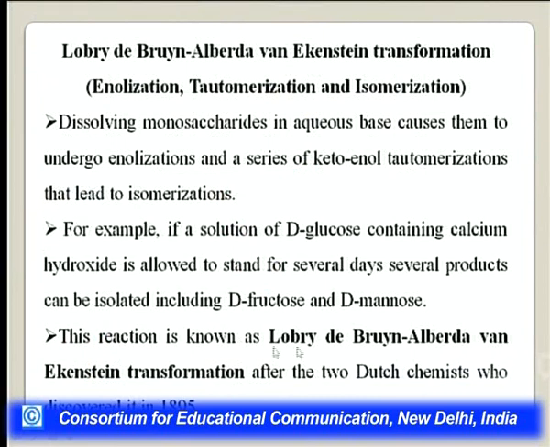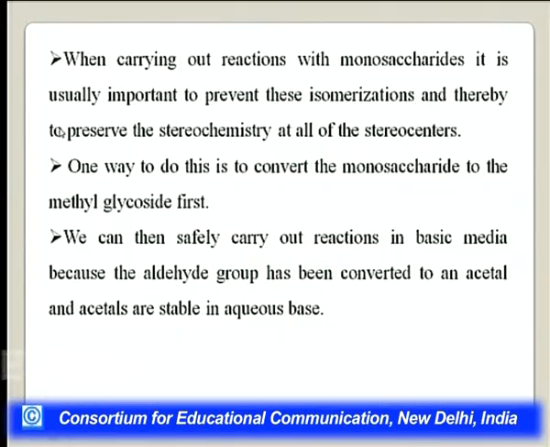So in this way, this reaction is very important. A single reaction involves enolization because enolates are there, tautomerization because tautomers are there, and isomerization because isomers are also there. When carrying out reactions with monosaccharides, it is usually important to prevent these isomerizations. All the time we don't need these isomers. So what can we do to preserve the stereochemistry at all of the stereocenters?